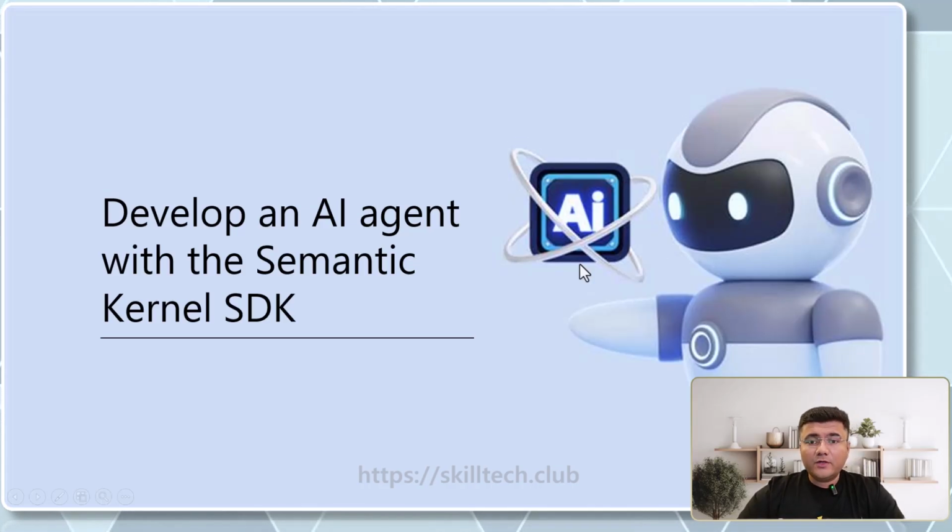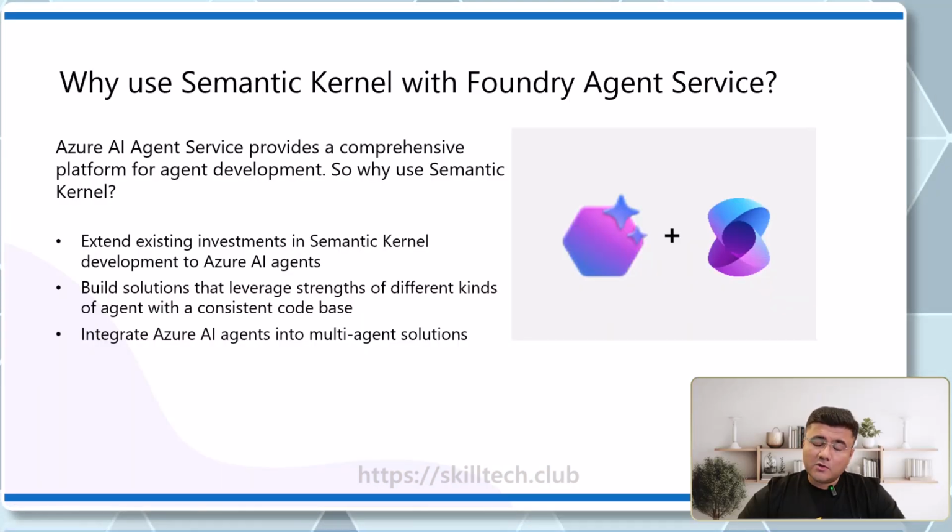But before we do that, I want you to get familiar with the semantic kernel SDK. And I also want you to know the answer to this question, which is why we are going to use semantic kernel with Foundry Agent Service. Now we have seen how to create an agent using Foundry Agent Service. We have also seen that Foundry Agent Service is capable of integrating with multiple tools, knowledge tools, action tools, and a couple of other things. Now, we are going to combine both of these things.